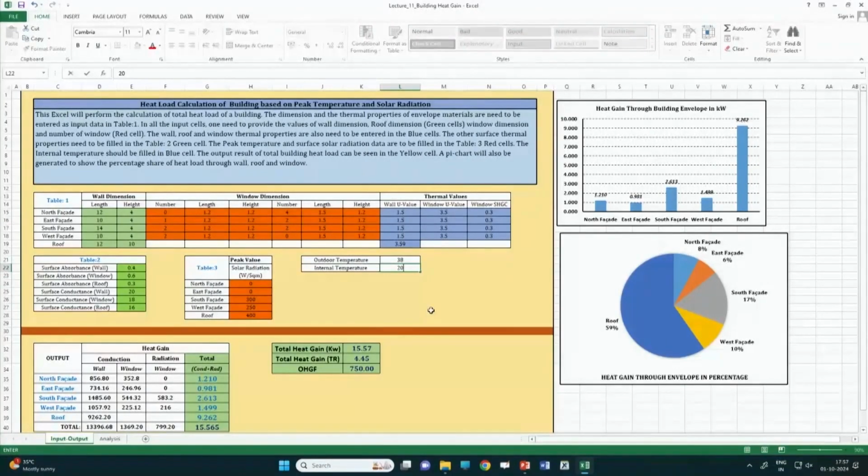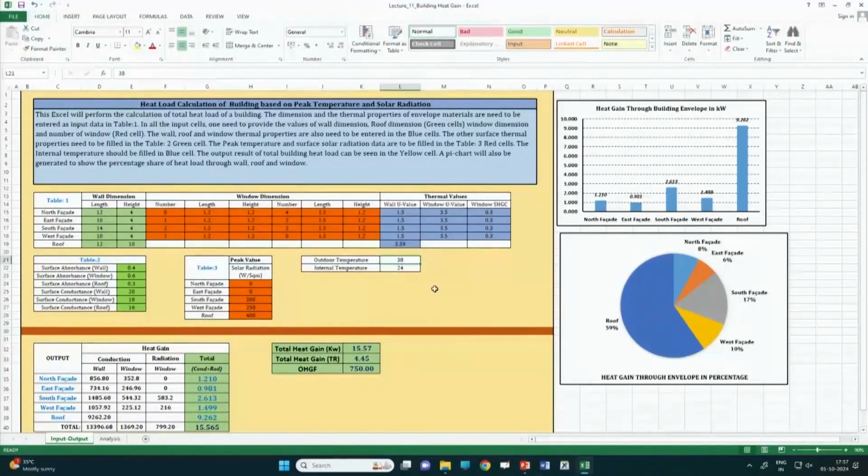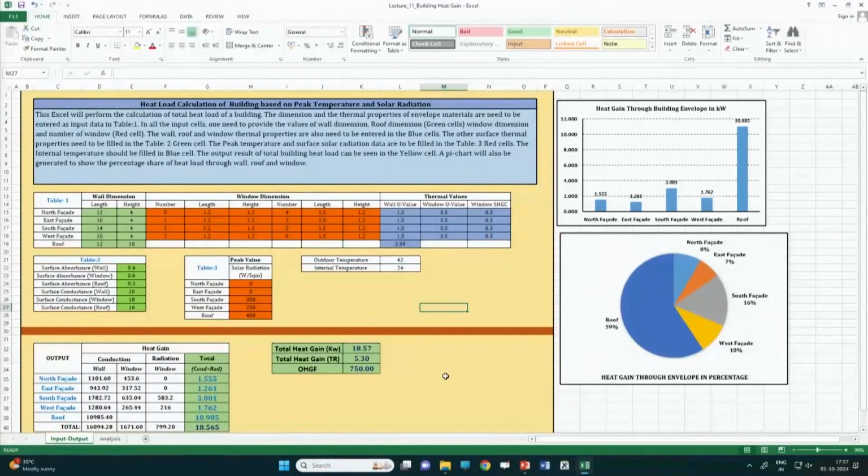So, from 15.57 it is definitely going to increase to 18.57 or so, because I am decreasing the internal set point temperature from 24 to 20 degrees. Suppose the outdoor temperature is very hot, instead of 38 degrees it is 42 degrees or something, very hot summer days. Definitely it is going to increase. So, it is now 18.57. It is a very interactive chart.